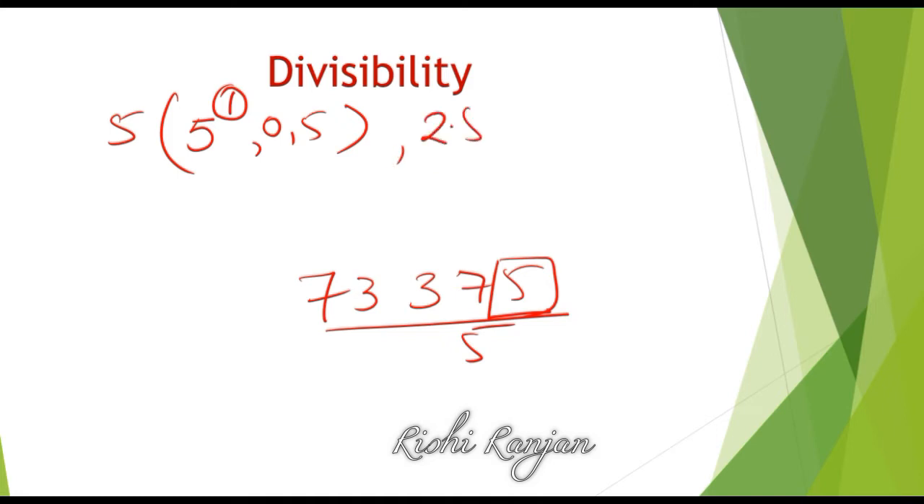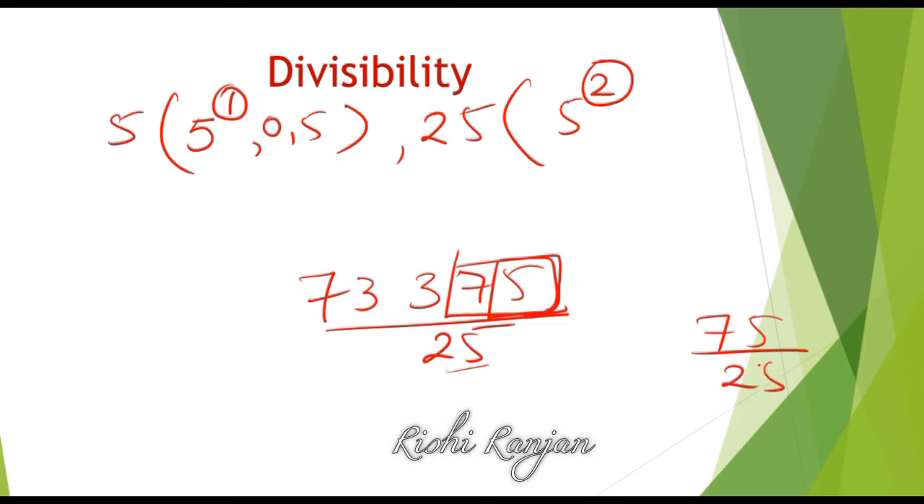Then how do we check for 25? Following the same pattern, I can tell for 25 I will be checking the last 2 digits. See here, if I'm checking for 25, I'll check the last 2 digits. The last 2 digits is 75. Is 75 divisible by 25? Yes. In that case, 73,375 is divisible by 25. So checking the last 2 digits.